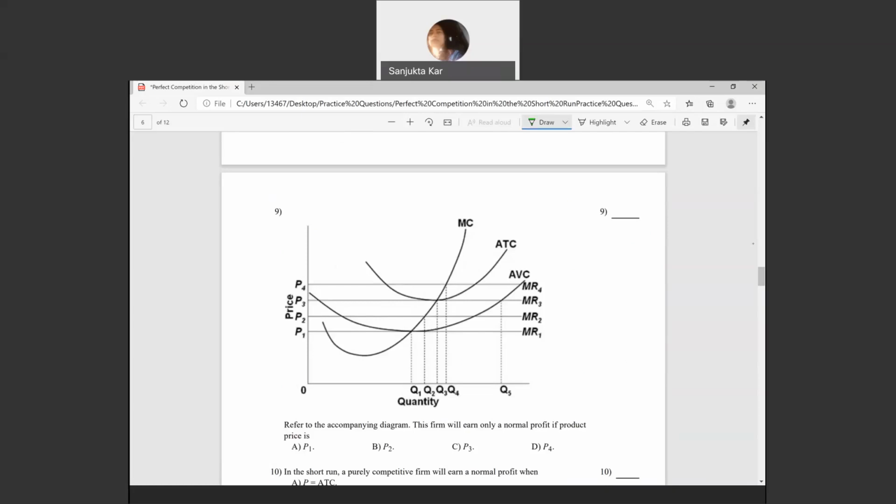Now I'm going to go to question number 9 here. They're asking the firm will earn a normal profit if product price is how much. So normal profit means zero profit, zero loss. Let me write down the definition of profit here. Profit is equal to total revenue minus total cost. I'm just using the abbreviations here. Total revenue is price times quantity. Total cost is average total cost times quantity.